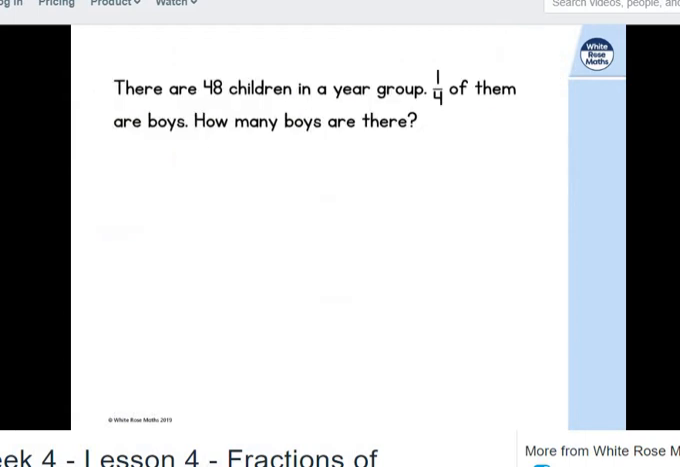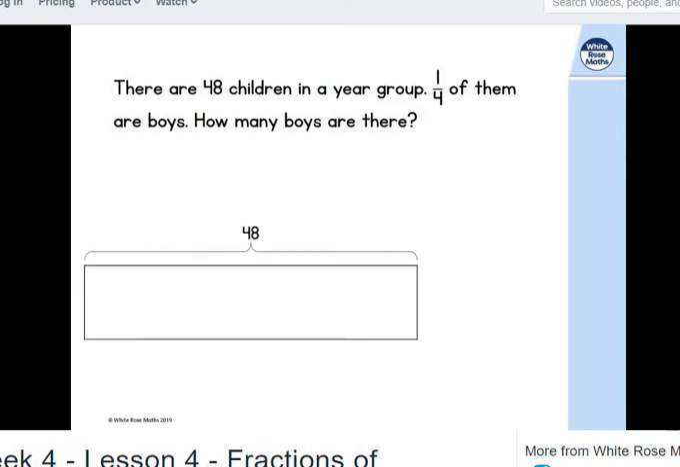New problem for us now. There are 48 children in a year group. A quarter of them are boys. How many boys are there? Here's our bar with our 48 children. And here are 48 children. We can use place value counters to represent those children.